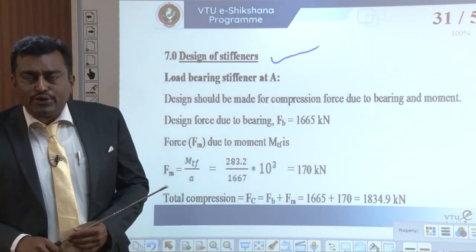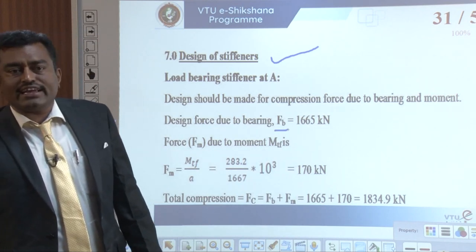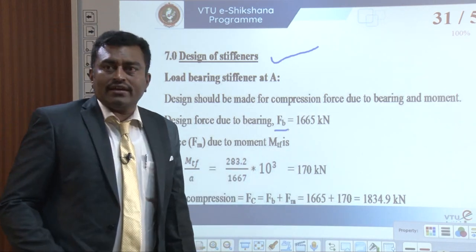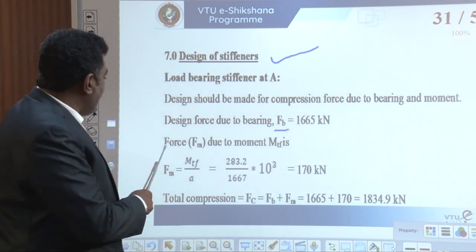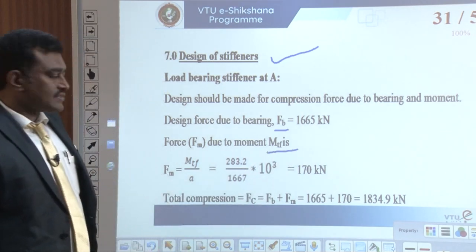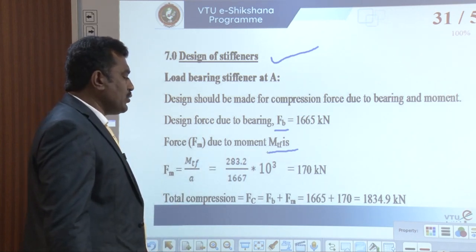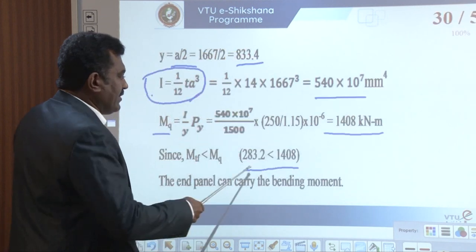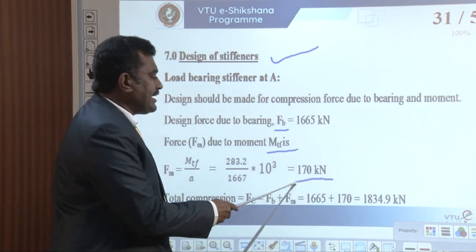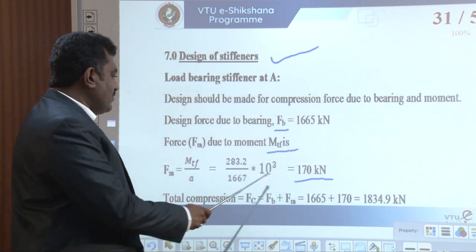The design force due to bearing, that is FB, is taken as 1665 kilonewton. The design force for bearing is taken as 1665 kilonewton, which came from the load calculation in a previous slide. Then the force FM due to moment, FM is equal to MTF divided by the spacing, 1667. This MTF is 283.2, the lower value we have taken. How much are we getting? 170 kilonewton, that is FM, the force due to moment.